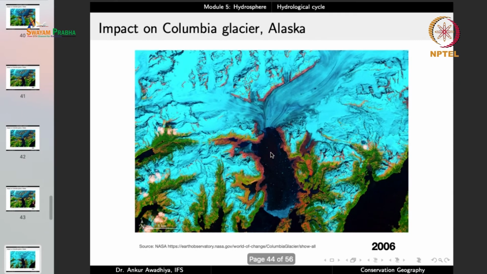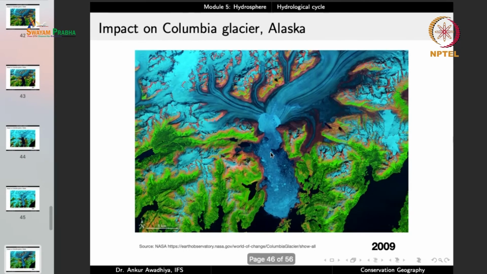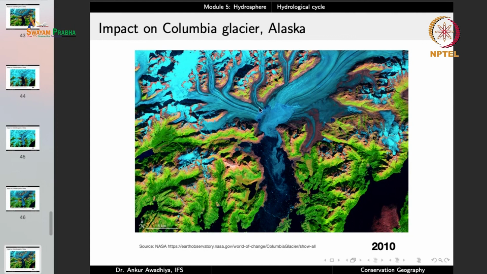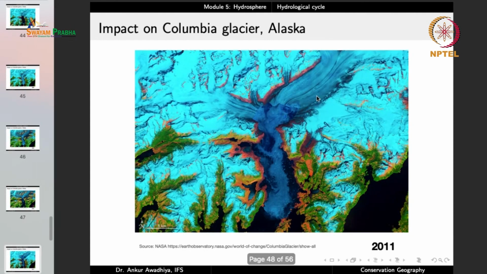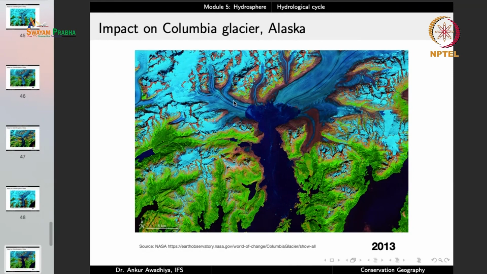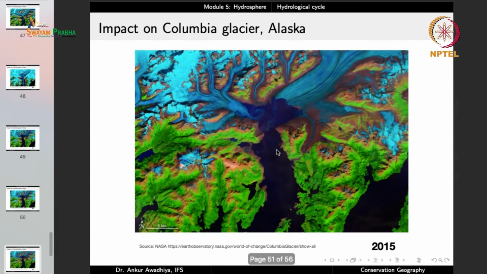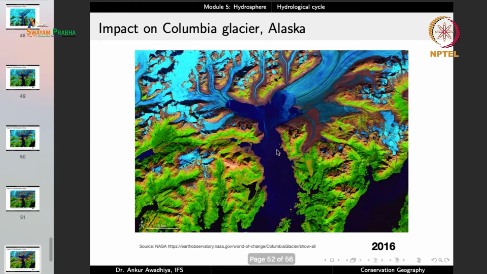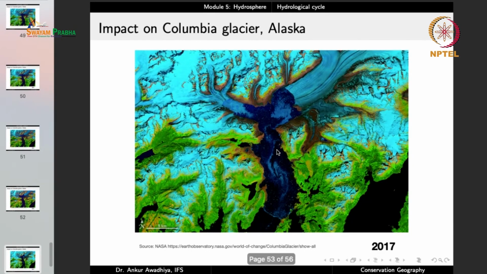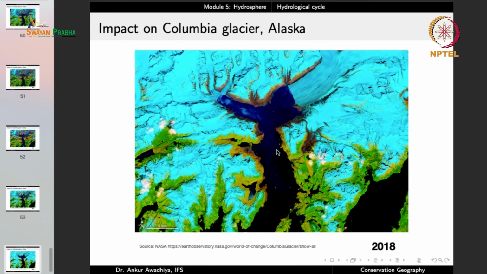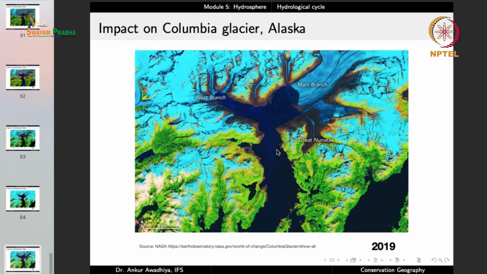2004, 5, 6, 8, 9. Now both of these branches are getting eaten up. 2010, 11, 13. Now in 13 you find that both of these branches are no longer connected. They have melted away. 14, 15, and 16. This is the kind of impact that we are having on the system. 2018, 2019. So this is the rate at which we are losing the glaciers. This is the rate at which we are impacting the hydrological cycle.